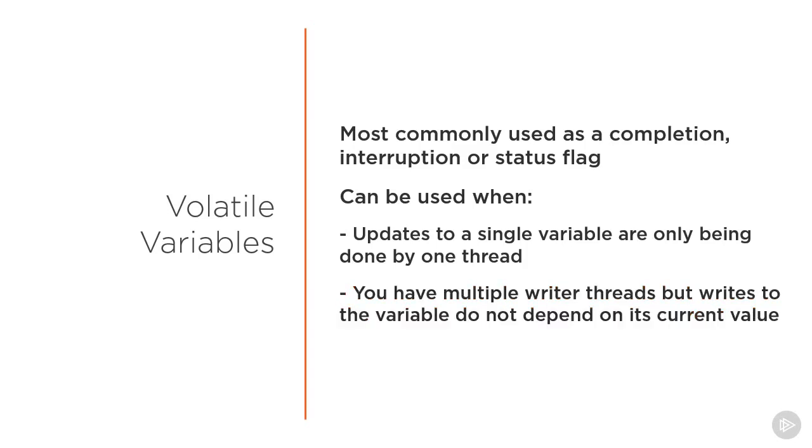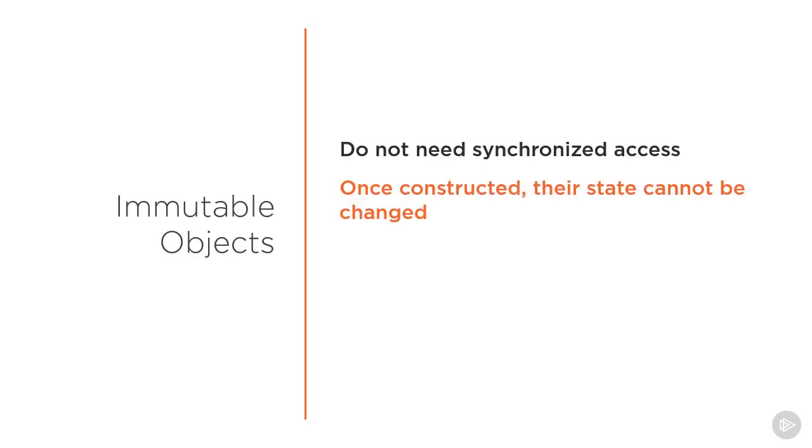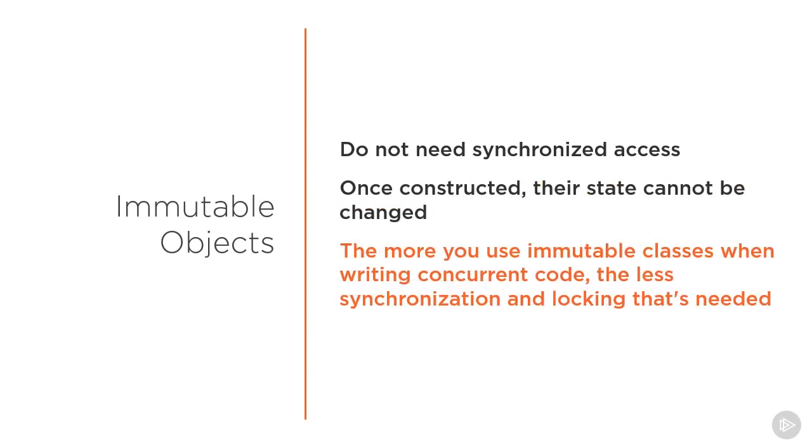When we're dealing with shared objects, one thing to note is that immutable objects do not need synchronized access. Immutable objects are objects which, once constructed, have a state that cannot be changed. That means that data corruption cannot happen, hence synchronization is not needed. Therefore, the more you use immutable classes when writing concurrent code, the less synchronization and locking is needed.